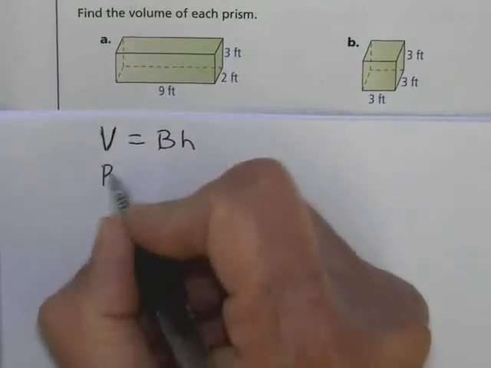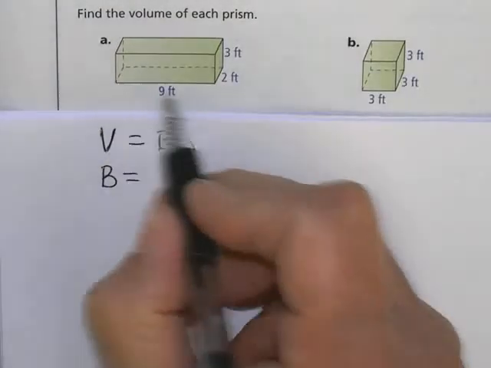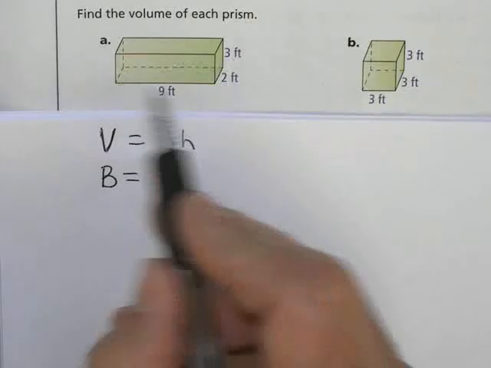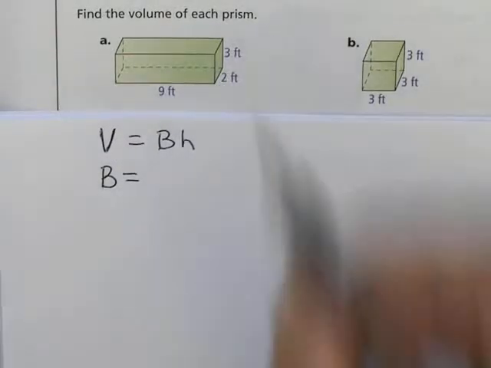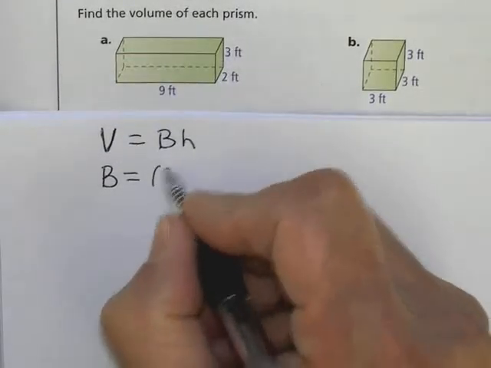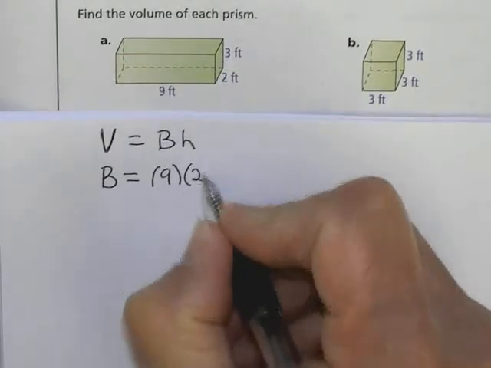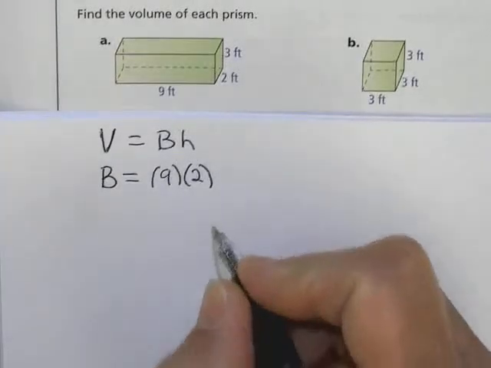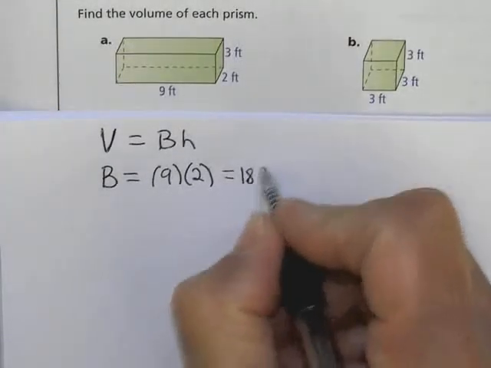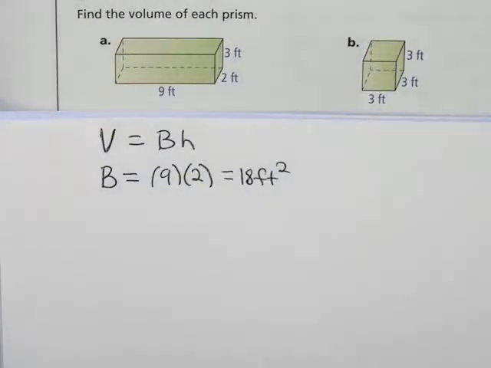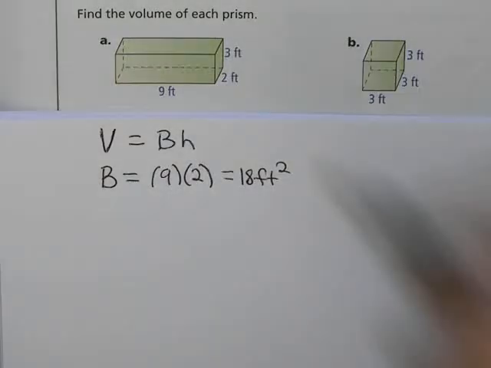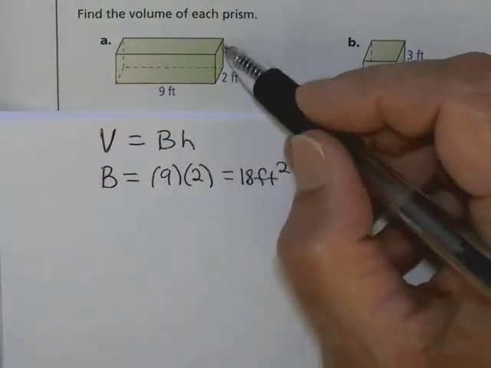Well, B is going to equal this 9. That's 9 feet this way by this 2. So I'm going to multiply 9 by 2, and B is going to equal 18 feet squared. And then the question is, how tall is this prism? And this dimension is 3.